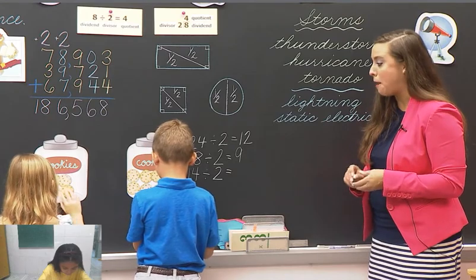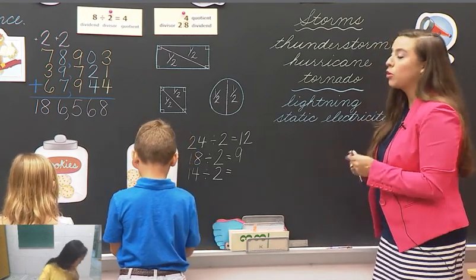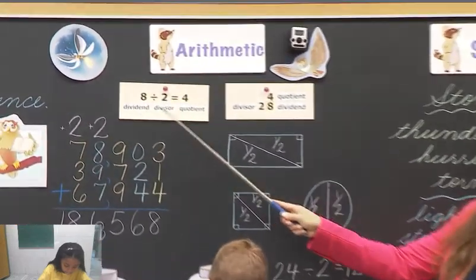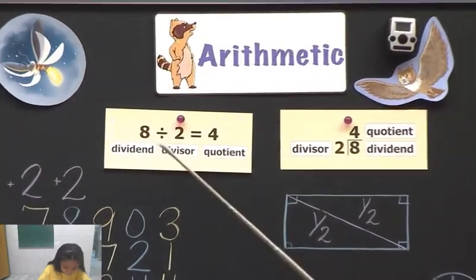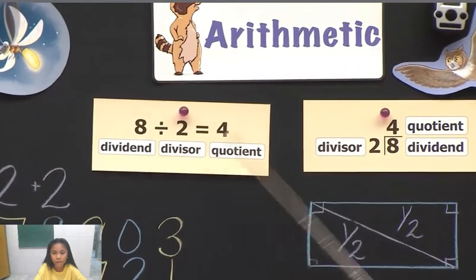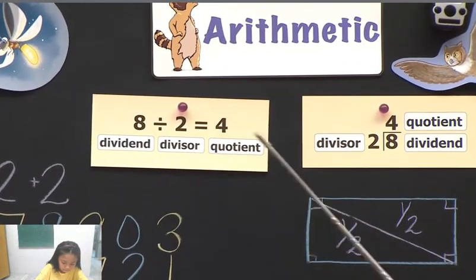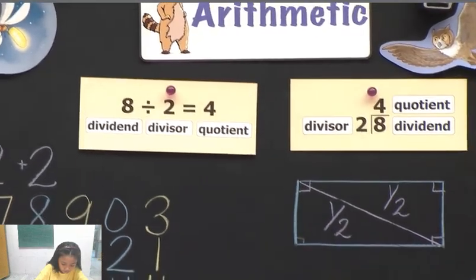while they're finishing up. Let's take a look at the top, and we're going to say the terms in our division sentence. Dividend, divisor, quotient. Begin. Dividend, divisor, quotient. One more time. Dividend, divisor, quotient. Thank you, Madison and Presley.